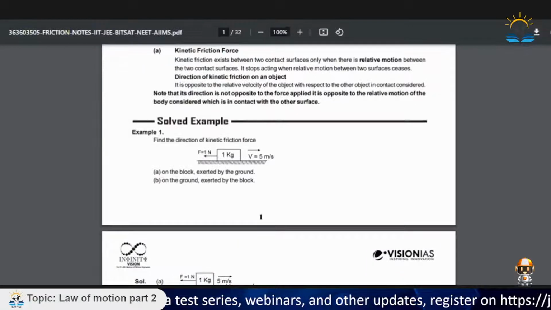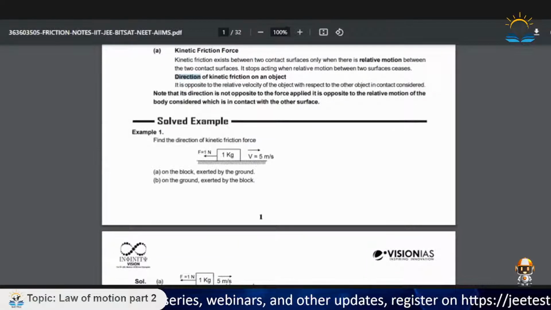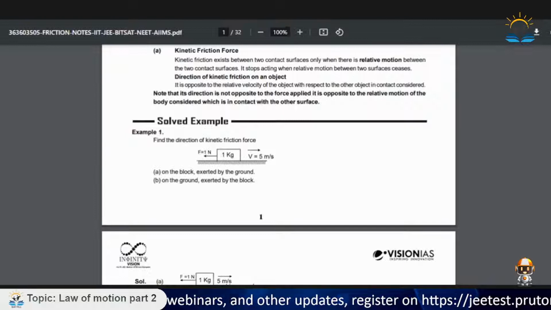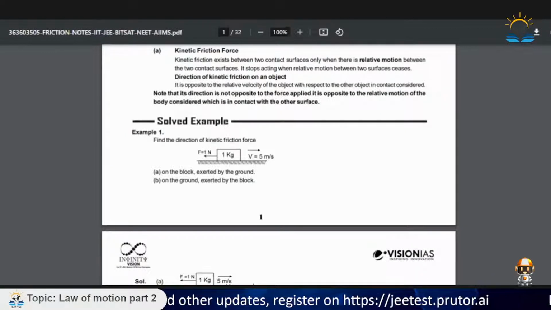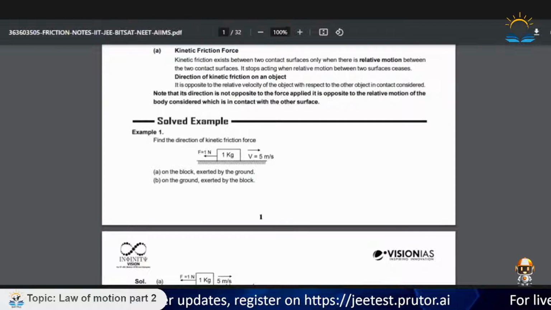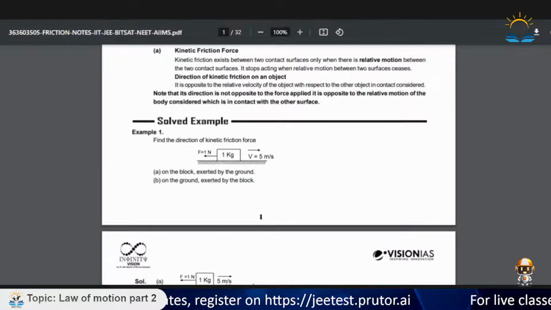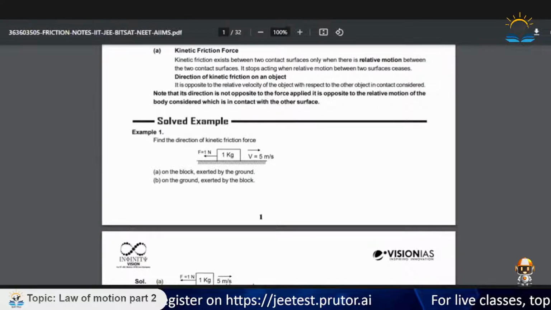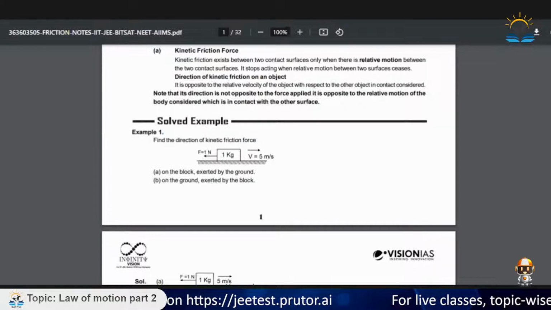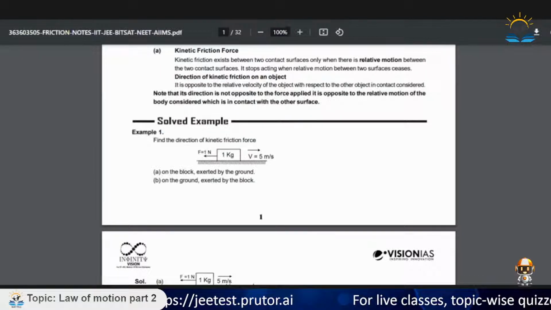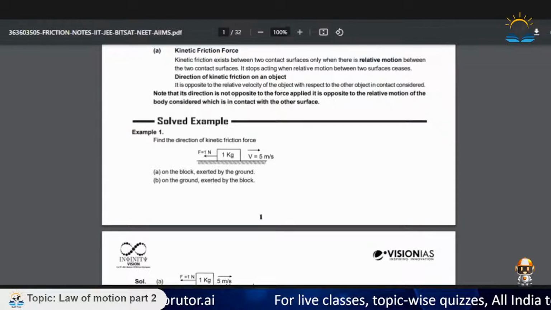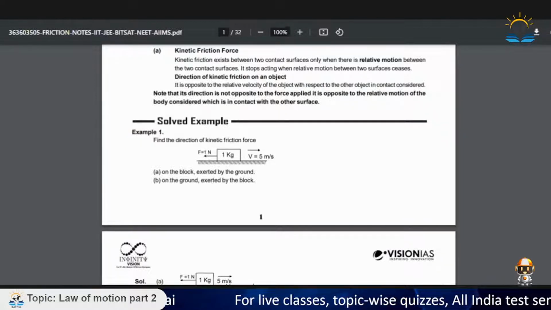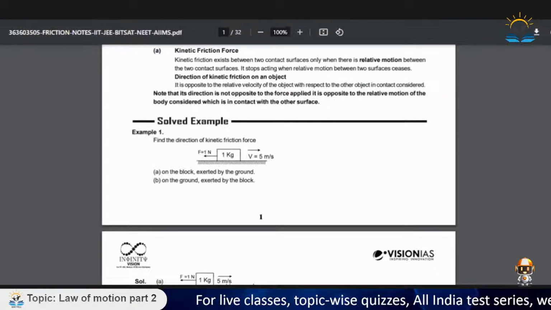Okay. Direction. Let us first see kinetic friction. I have told you kinetic friction exists between two contact surfaces only when there is a relative motion between the two contact surfaces. It stops acting when relative motion between two surfaces ceases. The direction of kinetic friction: it opposes the relative velocity of the object with respect to the other object in contact considered. So what is the direction? It is opposed to the relative velocity of the object with respect to the other object.